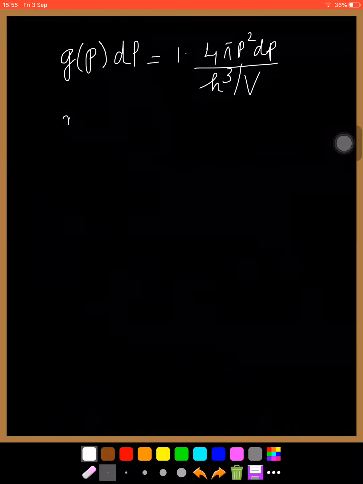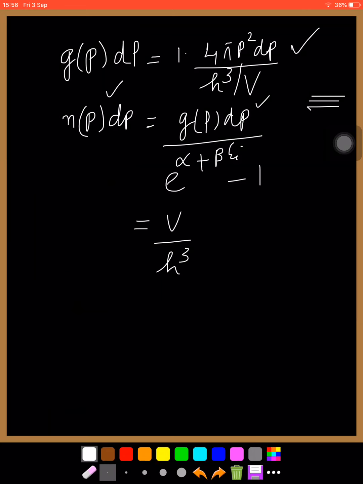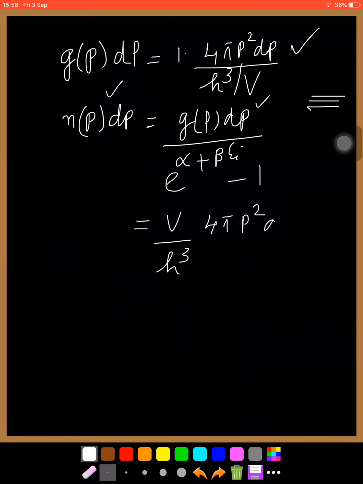And from this, now we are going to calculate np dp, and that is equal to gp dp by e raised to alpha plus beta epsilon minus 1. Since the levels are continuous, we can take this as np dp and gp dp. And then we substitute the equation for gp dp, that is v by h cube 4 pi p square dp. We are substituting this equation, v by h cube 4 pi p square dp divided by e raised to alpha plus beta epsilon minus 1, and that is np dp.